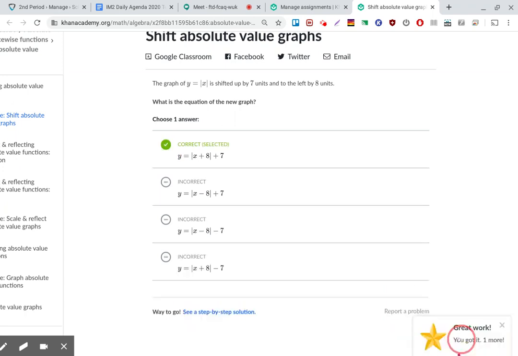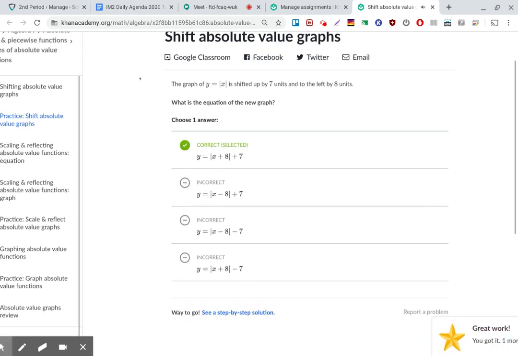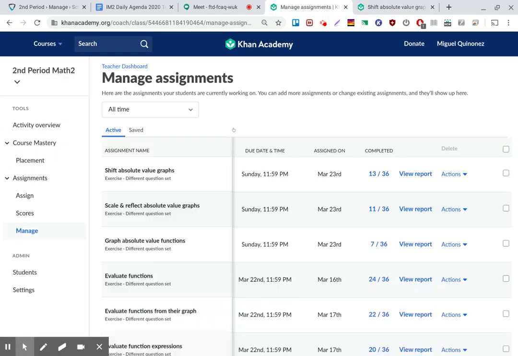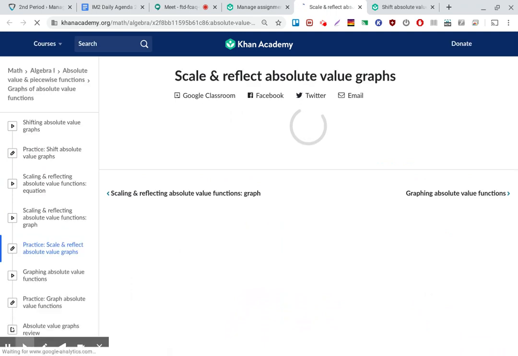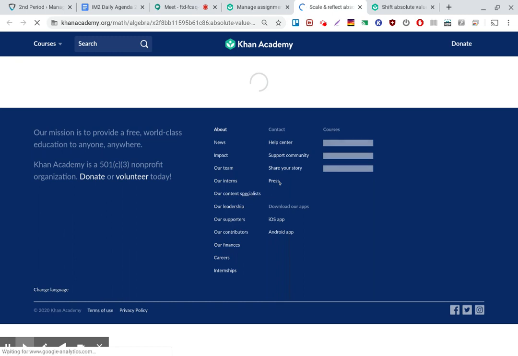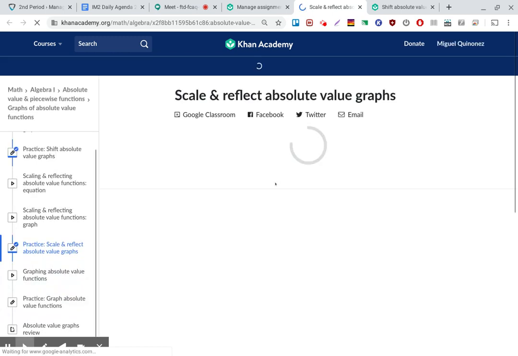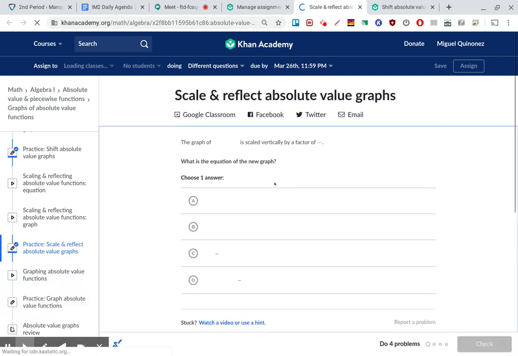All right, let me try the other one, and then I'll let you guys practice, and I'll wait with you. This time we're going to graph absolute values. Shift, let's see if it's this one. And I'll come back to the notes and I'll write down what I want you to have, okay?